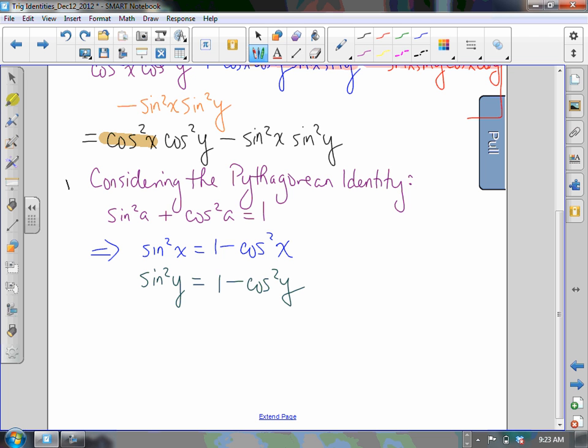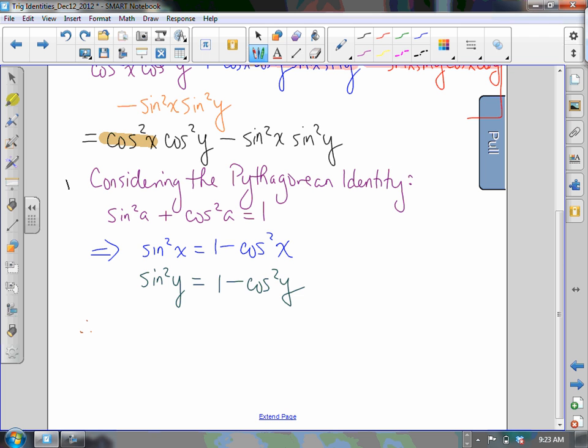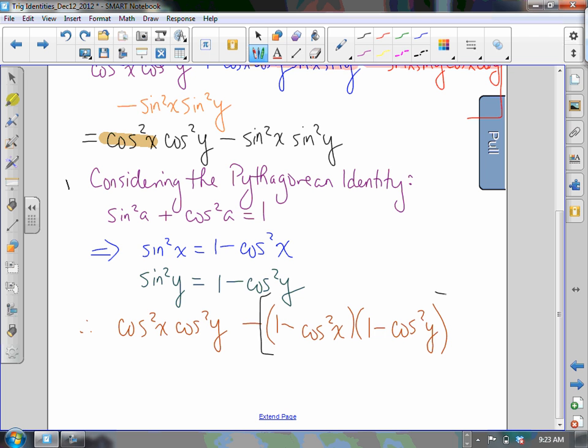Okay, so therefore, what do we have now? Well, therefore, we can write the following. Let's leave this term alone, but let's open up a set of brackets here. Let's replace the sine squared x by 1 minus cos squared x, and we'll replace the sine squared y by 1 minus cos squared y. I'm going to introduce a larger set of brackets just to go around this, to indicate that we'll do the expansion first. So we have a perfect square, 1 minus cos squared x, 1 minus cos squared y.